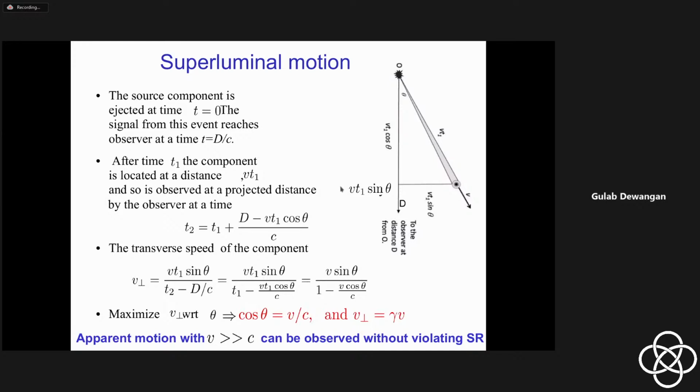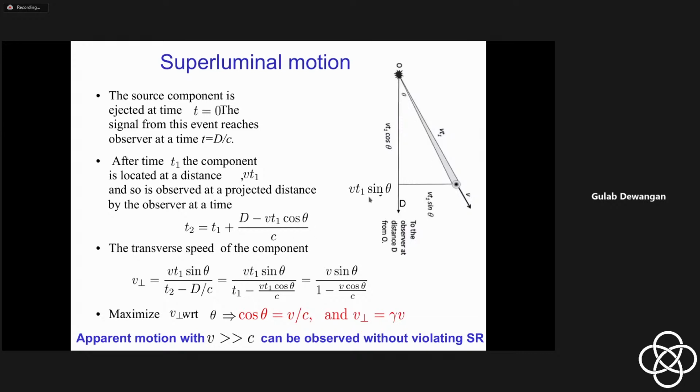This time t2 will be this time t1, which the blob has taken to move a distance v t1 after getting ejected, and then the time it requires to reach the observer, and that time is of course D minus this distance, because the blob has already moved a projected distance of v t1 cos theta. So you will have to subtract that, because that much distance has been traveled by the blob, and divide by c, of course.